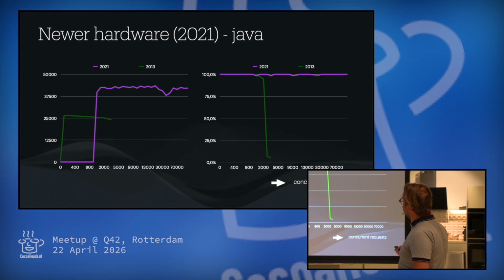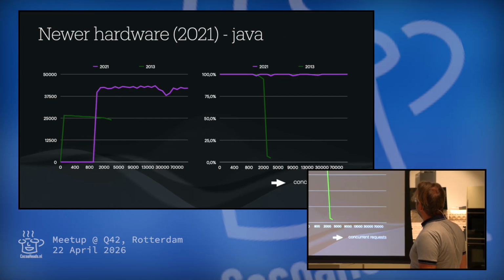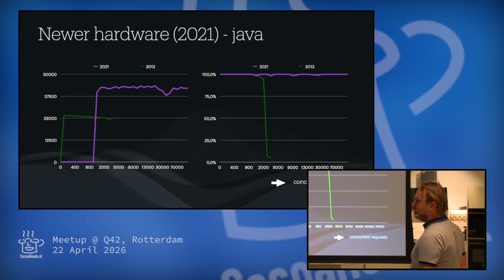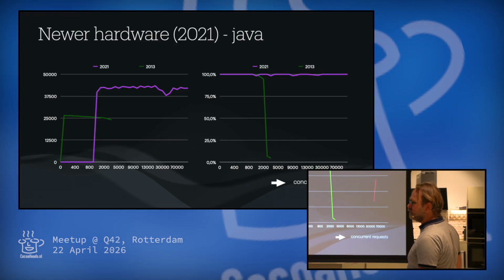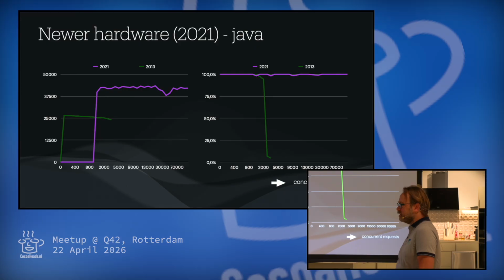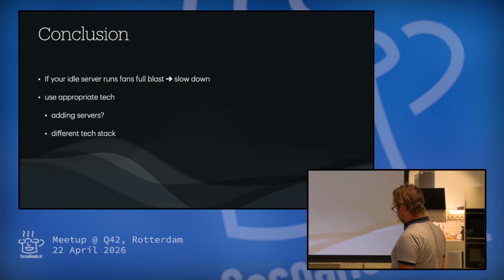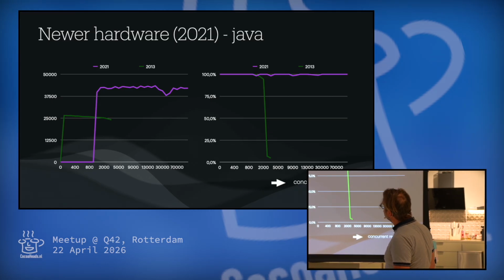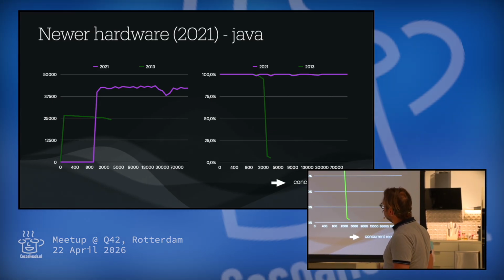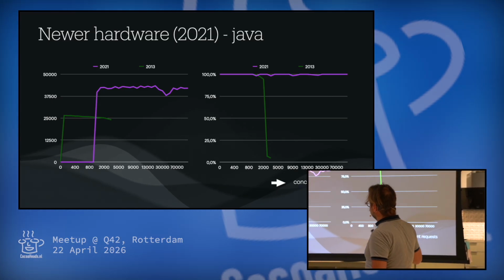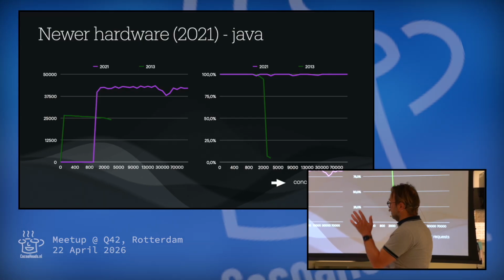Where it does shine is because it has way more memory. Java basically never failed. It just kept on going. I basically stopped at 70,000 concurrent requests because it's like, this is crazy, silly. And I didn't have a Swift slide for that one. That's a shame, because I wanted to do the Swift slide as well, but it was too much work.